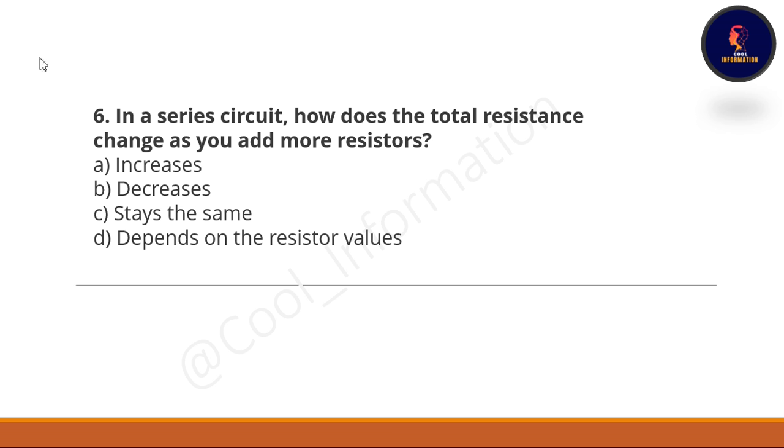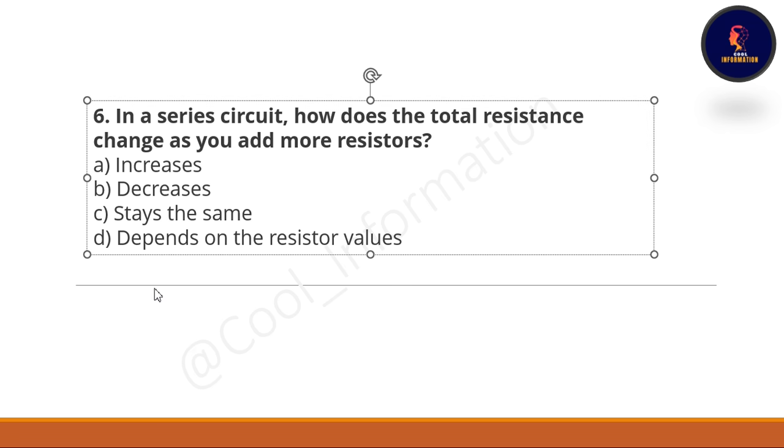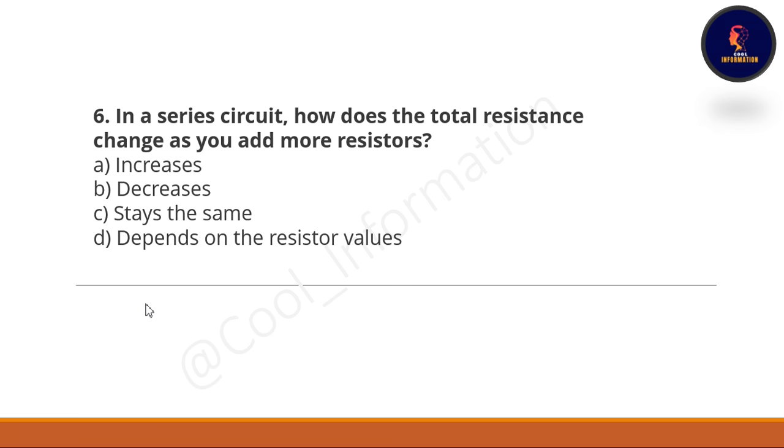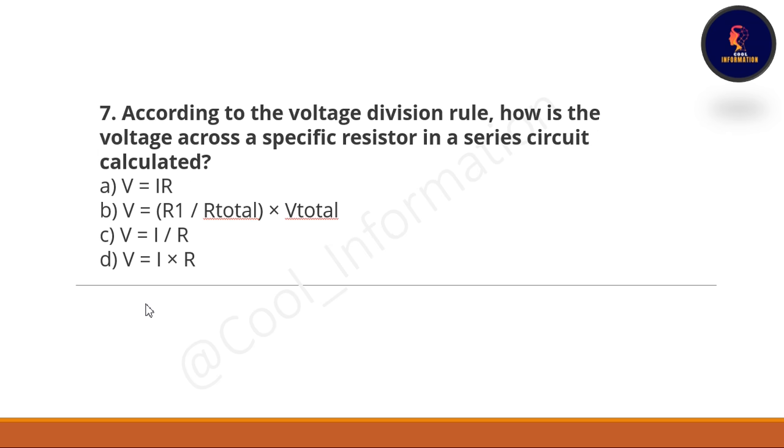Next question. In a series circuit, how does the total resistance change as you add more resistors? Option A, increases. Option B, decreases. Option C, stays the same. And the last option is depends on the resistor values. And the correct option is option A, which is increases.